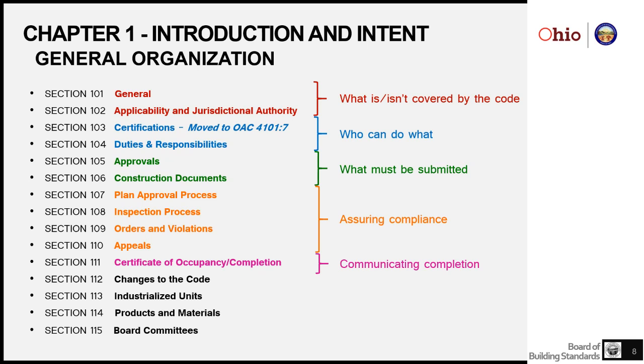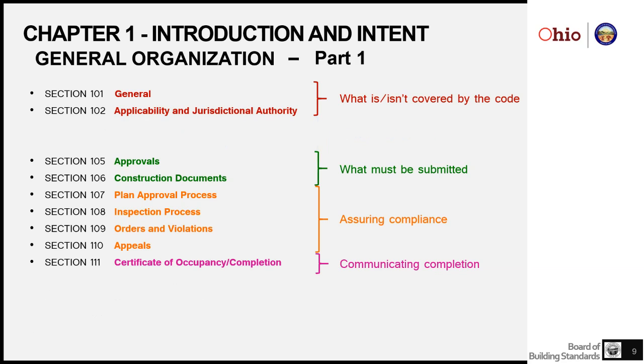The last sections are unique to Ohio, and they are processes about management of the code, talking about industrialized units, how do we approve products and materials, methods of assembly, and then about how the board and the board's committees are made and operate. As I mentioned before, I am dealing with part 1. Rob Johnson will be dealing with part 2. Part 1 are the sections that remain on the screen that I will be dealing with. The other sections Rob will be dealing with in part 2.